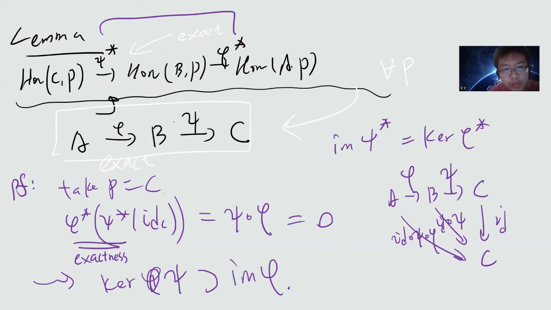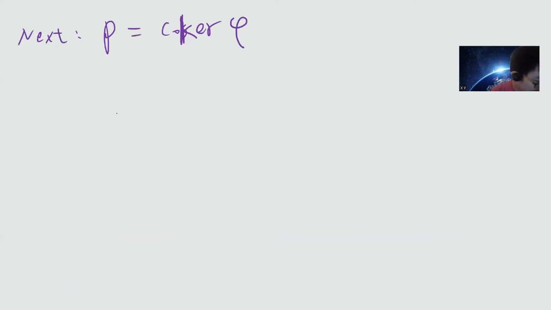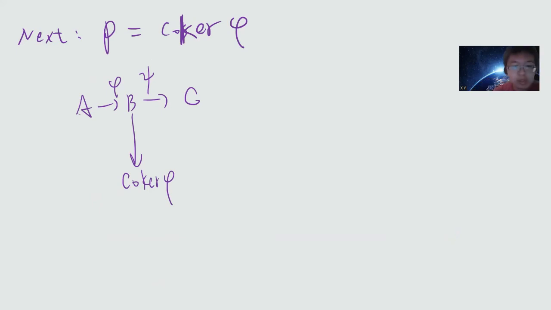Why is this so difficult? Okay, so now next we can take P to be the cokernel of phi. So let's see what we have. We still have A and B and C. I have phi here and psi here, and now P is the cokernel of phi. This map is just the surjection.